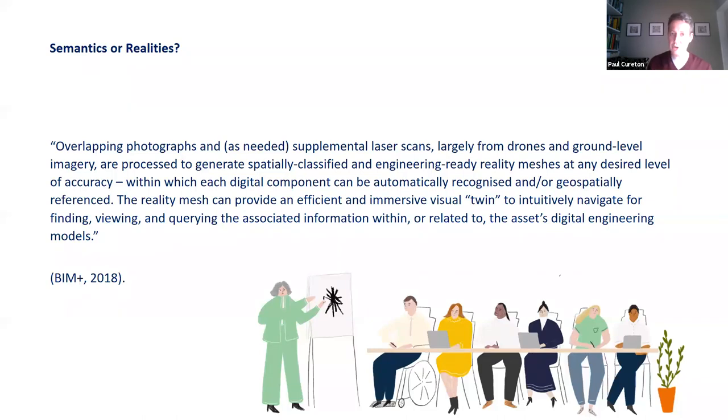Supplemental laser scans, ground-level imagery, processing, reality meshes. It's not easy. This is like our near future. We can do some of this, but a term called digital twins has started to emerge in the smart city arena, where you're making a real-life model that mimics a virtual model that mimics the reality of space. I think that could be quite interesting for landscape in the future, but it's natural assets we're working with. We're just the cultivators in a way.